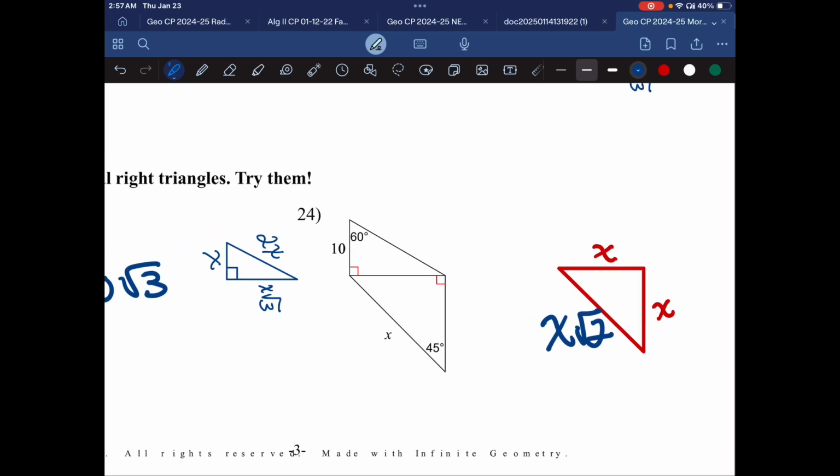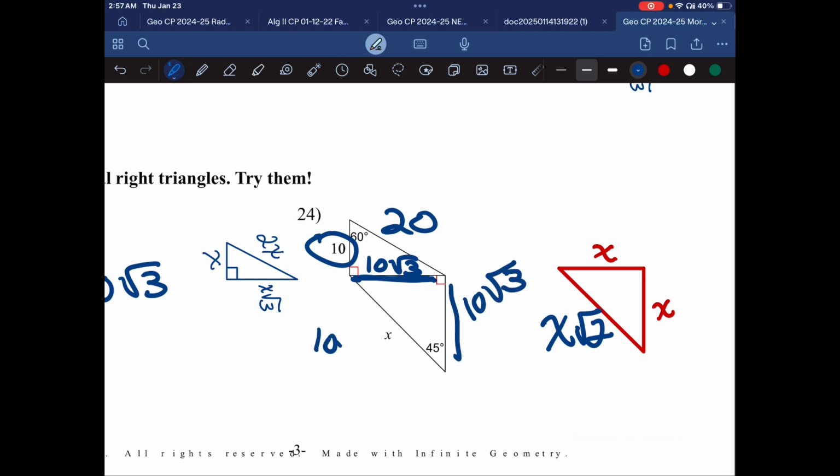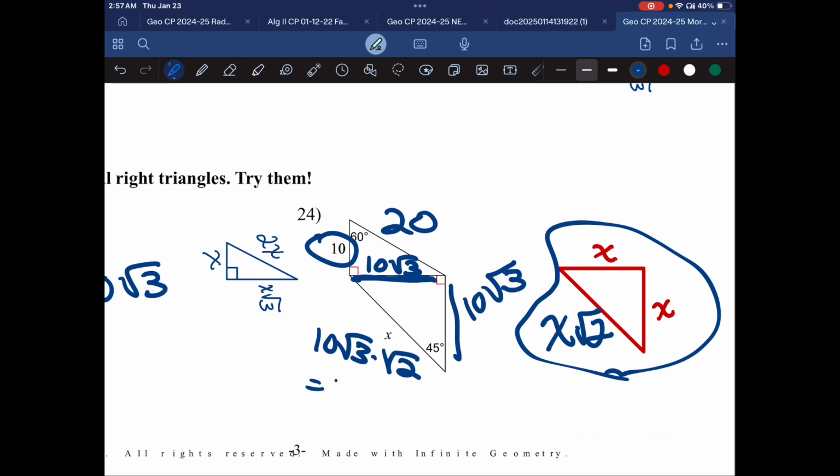So let's do one that has both kinds of triangles. So I put the two kinds of triangles next to you. So we have 10, 20, 10 square root of 3. So if that's the 10 square root of 3, then this is 10 square root of 3. So let's see. 10 square root of 3 times the square root of 2, because that's the pattern for this kind, equals 10 square root of 6.